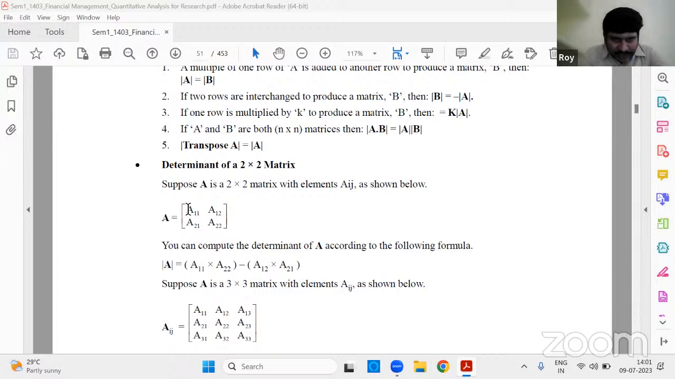This diagonal, A11 into A22. Is my cursor visible to everybody? If I had my PPT, I could use a bold cursor, but I'm directly opening this PDF. A11 into A22 minus the same, this diagonal, A12 into A21.